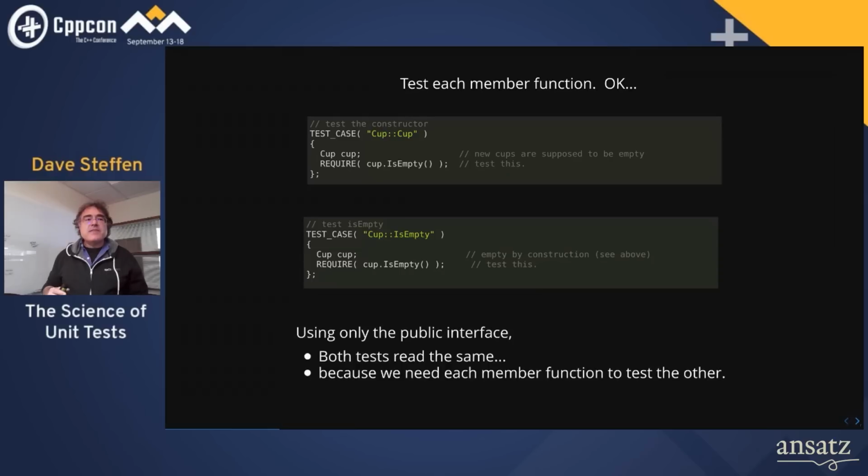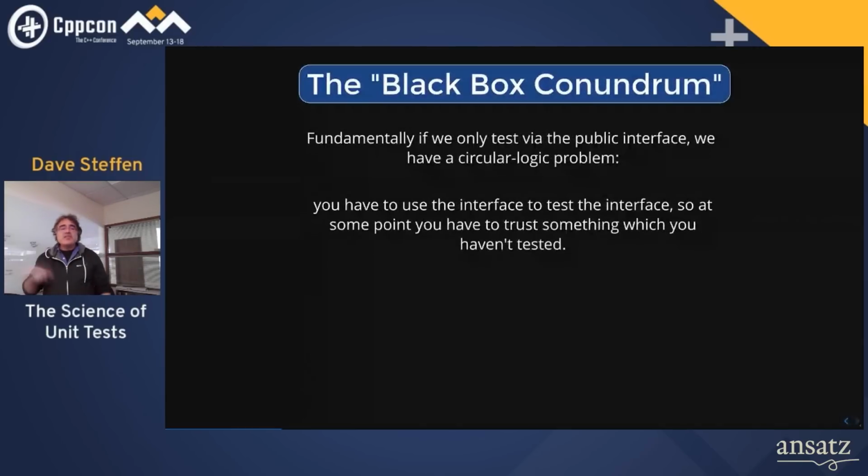And the answer is that you need each member function to test the other one. You can't test either of these member functions in the absence of the other one, because all you can do is use the public interface, all right? I call this the black box conundrum. Fundamentally, if you test via the public interface, you have a circular logic, or at least a circular trust problem, right? In order to test this part of the interface, you have to use this part of the interface. So you're basically assuming it already works.